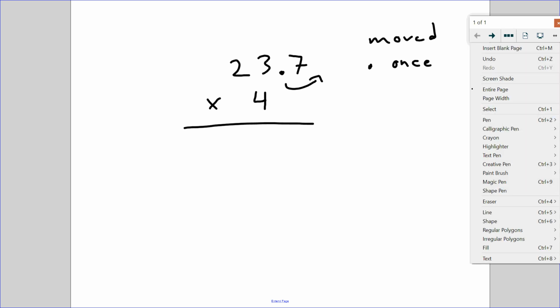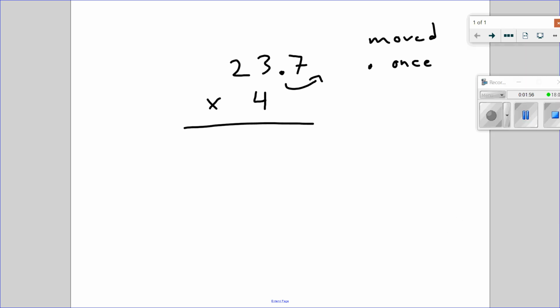And that's really all that we need to do. Because if I get rid of the decimal, and I just have 237 times 4, that's the kind of problem you've been solving since the 4th grade, if not earlier. So we'll go through, just use the standard algorithm. 4 times 7 is 28. Put the 2 up top for later. 4 times 3 is 12. Add that 2. I've got 14. Put the 1 up top for later. 4 times 2 is 8. Plus that 1 I just saved makes 9. 948.